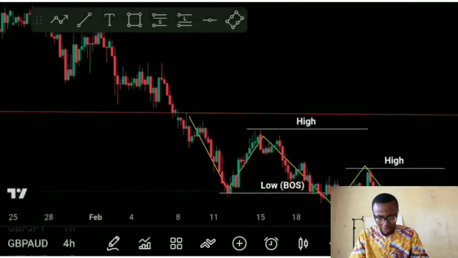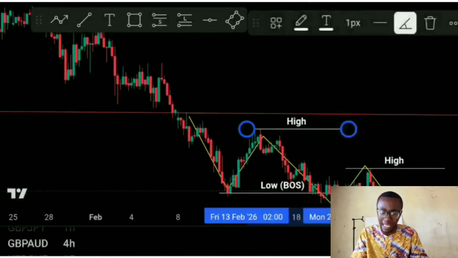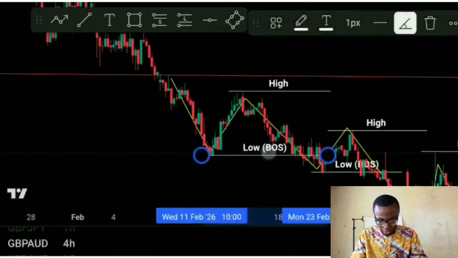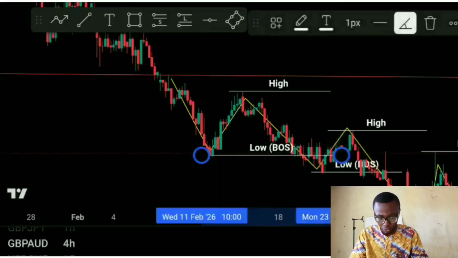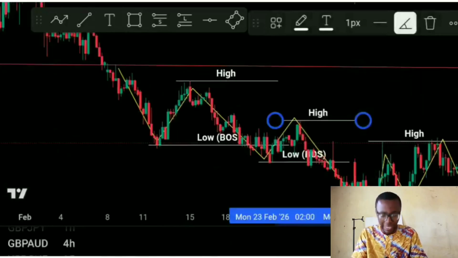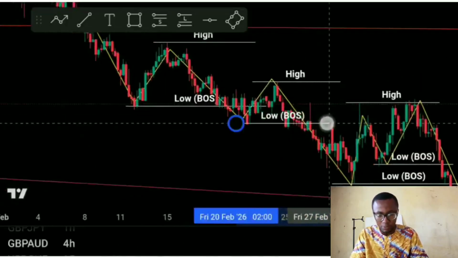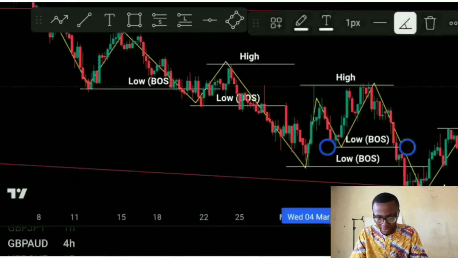In a downtrend though, let me show you something now. Look at this high. Sorry, this high was not broken. So the high remains a high. Look at this low. This low was broken here and it went down. That means that low is break of structure. Look at this high. The high was not broken. So the high remains a high. Look at this low. The low was broken and the low becomes what? Break of structure.